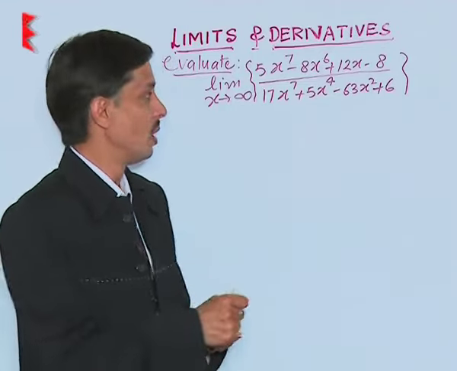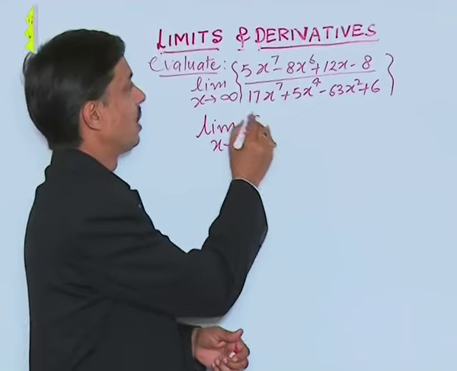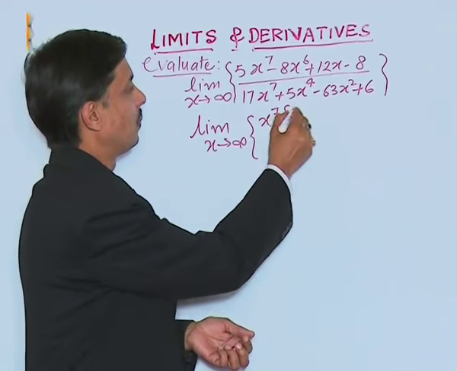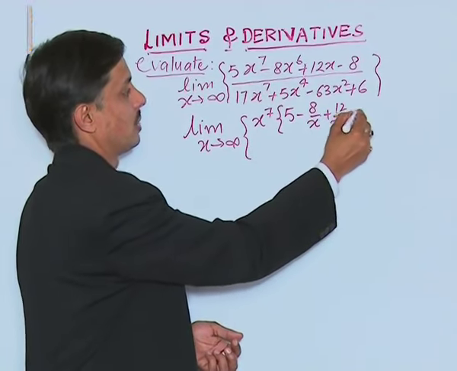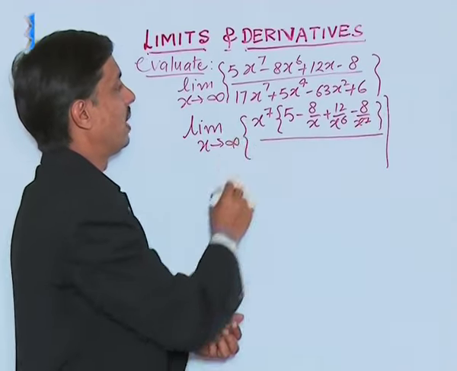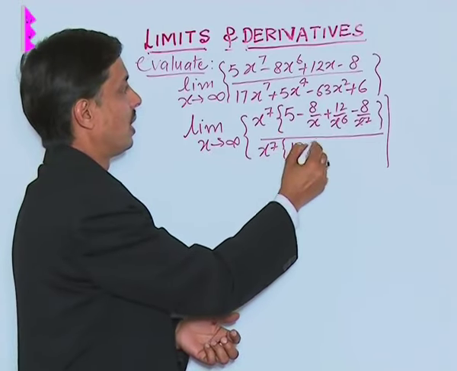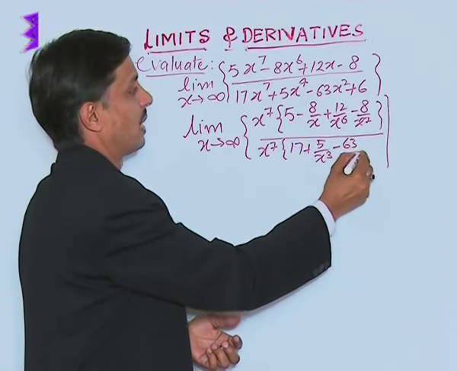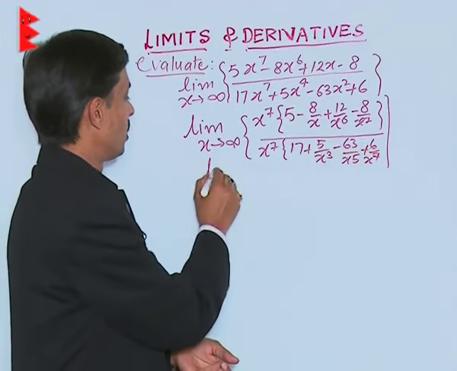But how? To solve such problems, we have to take limit x tending to infinity. We will take x raised to the power 7 as common. Then we will be left with 5 minus 8 upon x plus 12 upon x to the power 6 minus 8 upon x to the power 7. And this is divided by x raised to the power 7 common again. We will get 17 plus 5 upon x cube minus 63 upon x to the power 5 plus 6 upon x raised to the power 7.